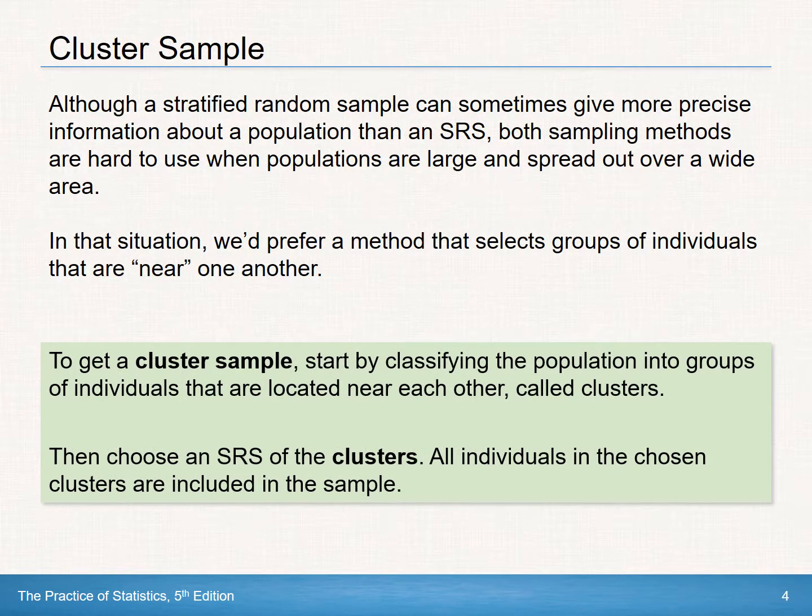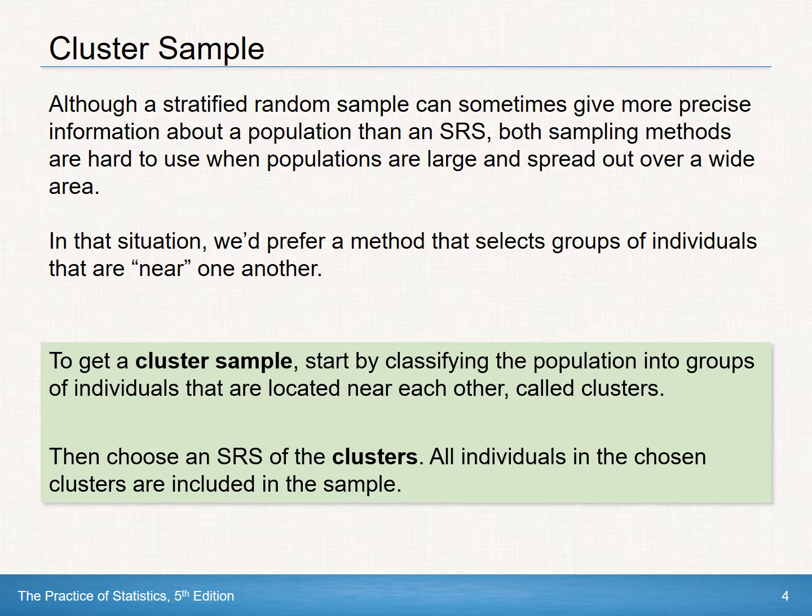A cluster sample. Although a stratified random sample can sometimes give more precise information about a population than an SRS, both sampling methods are hard to use when populations are large and spread out over a wide area. In that situation, we'd prefer a method that selects groups of individuals that are near one another. So in this case, if we take the high school, maybe we're going to break everyone up into people that are in the B wing, people that are in the E wing, people that are in the C wing.